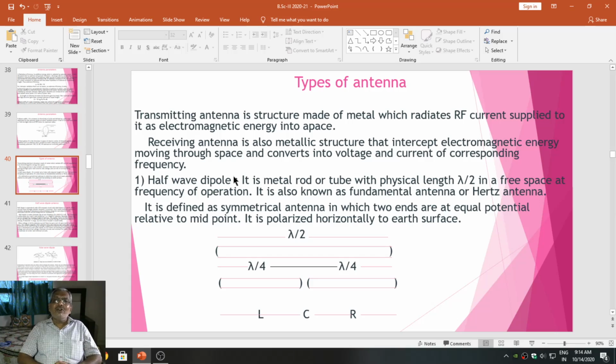The metal rod, whose physical length is half the wavelength of the wave which is transmitted in free space, that particular metal object acts as the half wave dipole antenna. It is also called the fundamental antenna, or it is also called a Hertz antenna.